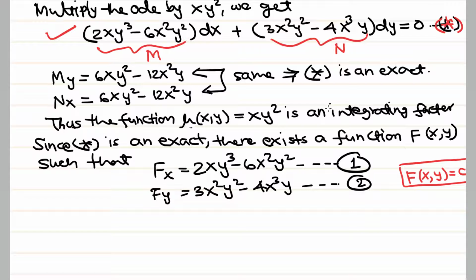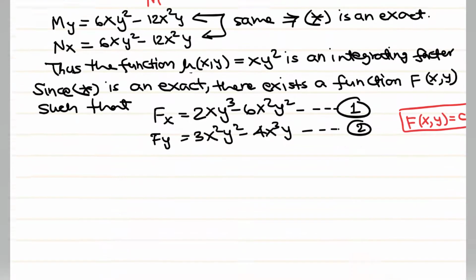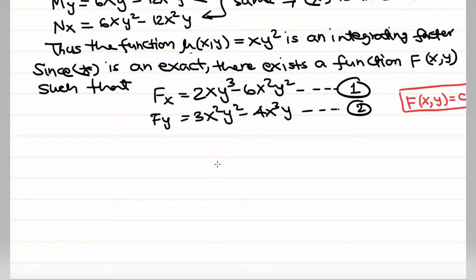That solution is given, in fact, implicitly. So we have the partial derivative of f with respect to x and the partial derivative of f with respect to y. But what is f itself? We can integrate 1 with respect to x or integrate 2 with respect to y, same thing. Let's integrate 1 with respect to x.